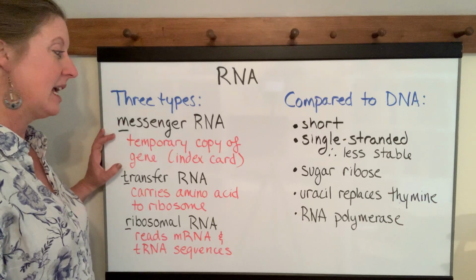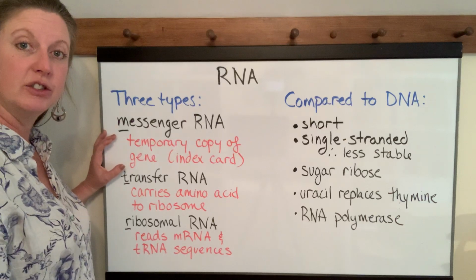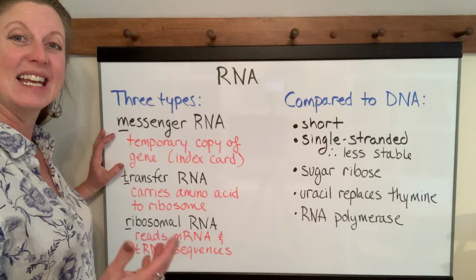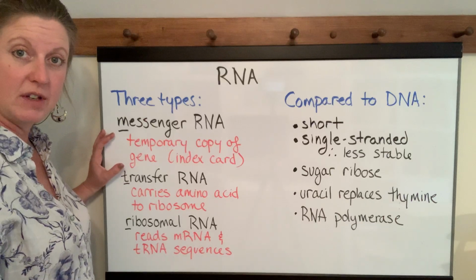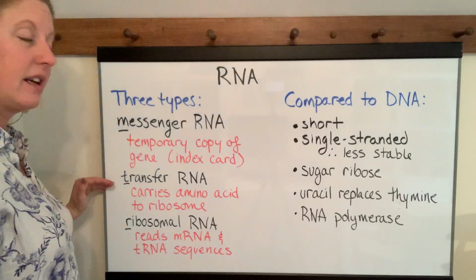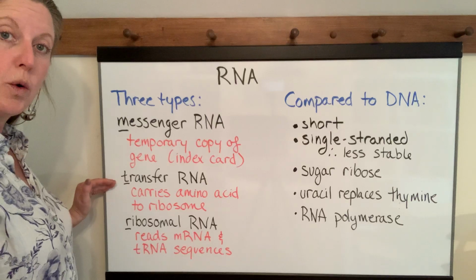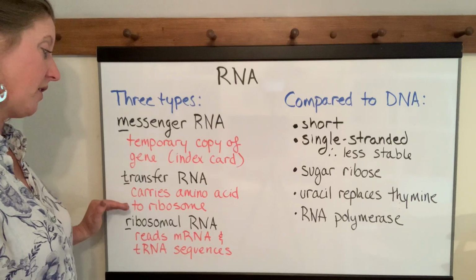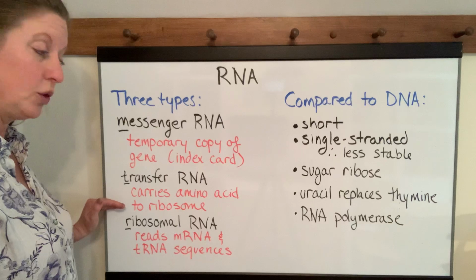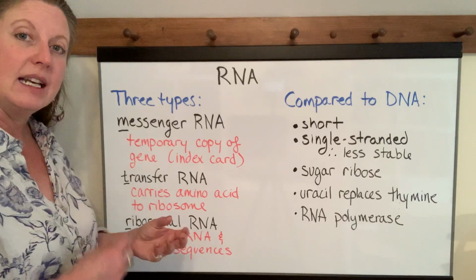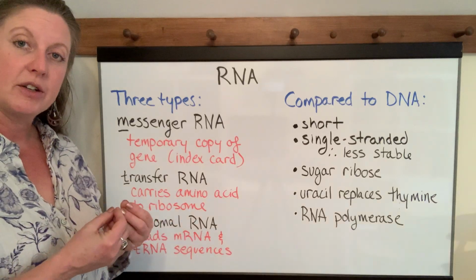Messenger RNA is a temporary copy of a gene. In other words, it's the index card that we talked about in the previous video. The next kind of RNA is transfer RNA, or tRNA. Transfer RNA carries an amino acid to the ribosome, and it's actually going to be our translator.